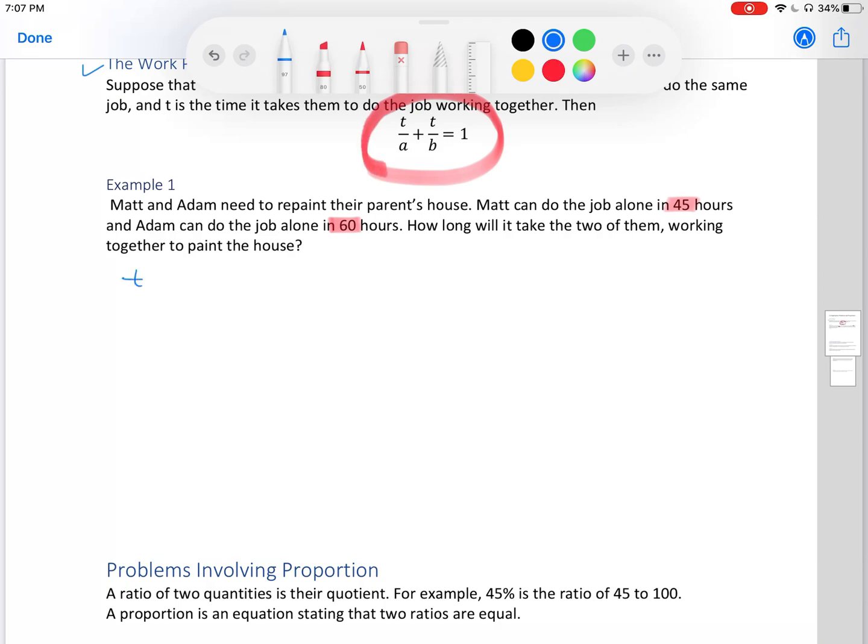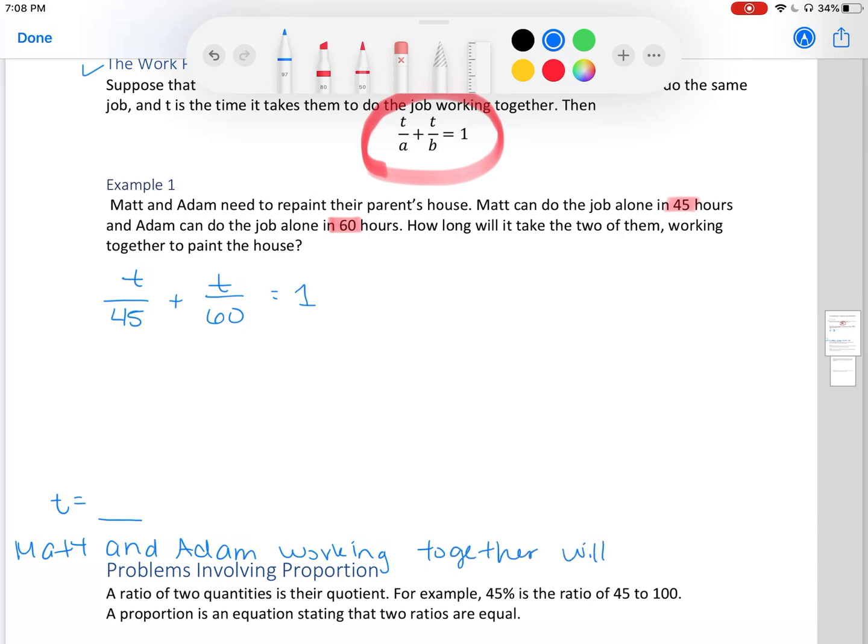So we have T over 45 plus T over 60 equals 1. And there we have it. Now the trouble we have is to find T, and T, our answer, will be how long Matt and Adam working together will take, and then you write your answer in hours. So let's go ahead and do the work for that.